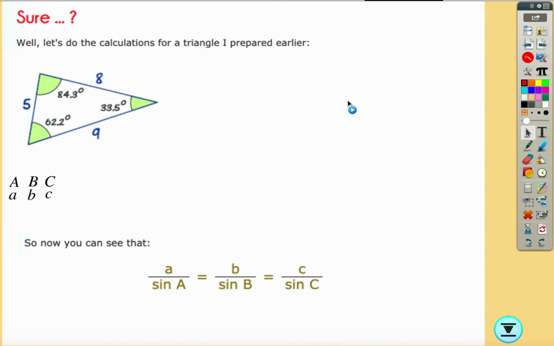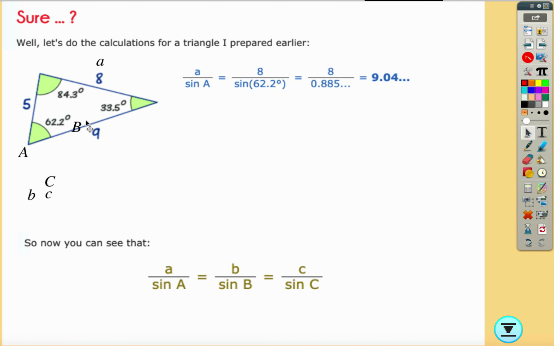So let's do the calculations for a triangle that I prepared earlier. If I called 62.2 degrees angle A, then the corresponding side would be little a, and that would be 8. That's the side that's directly across from angle A. So I can make that a fraction. I could say that little a divided by the sine of A is 8 divided by the sine of 62.2. And I could simplify that, and I get like 9.04.